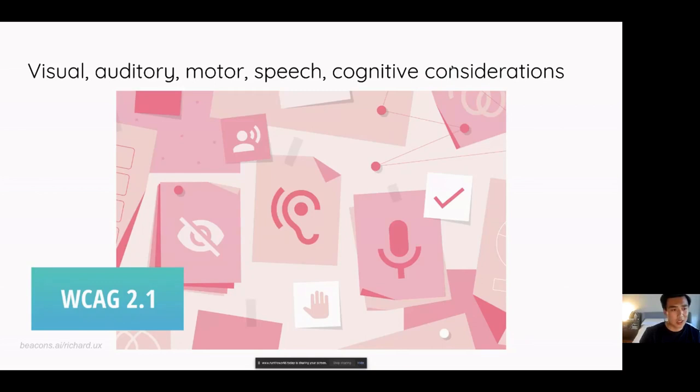Cool. Accessibility. I'm not going to talk too much about this because this is another 4-hour concept by itself, but essentially just understand that not every user is an able-bodied individual. I think it's somewhere as high as 10% in most places. 10% of your users may have one or multiple impairments, including visual, auditory, motor, speech, and cognitive.